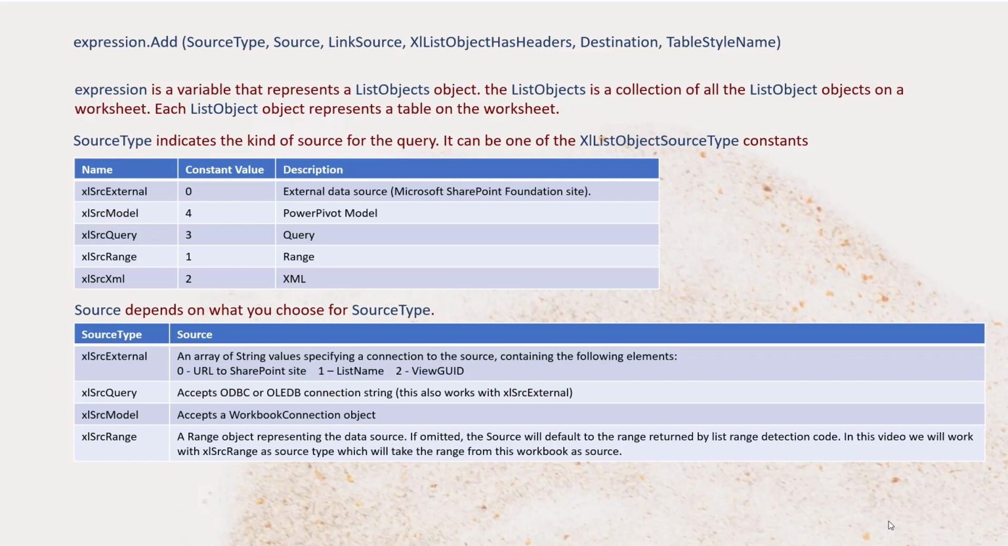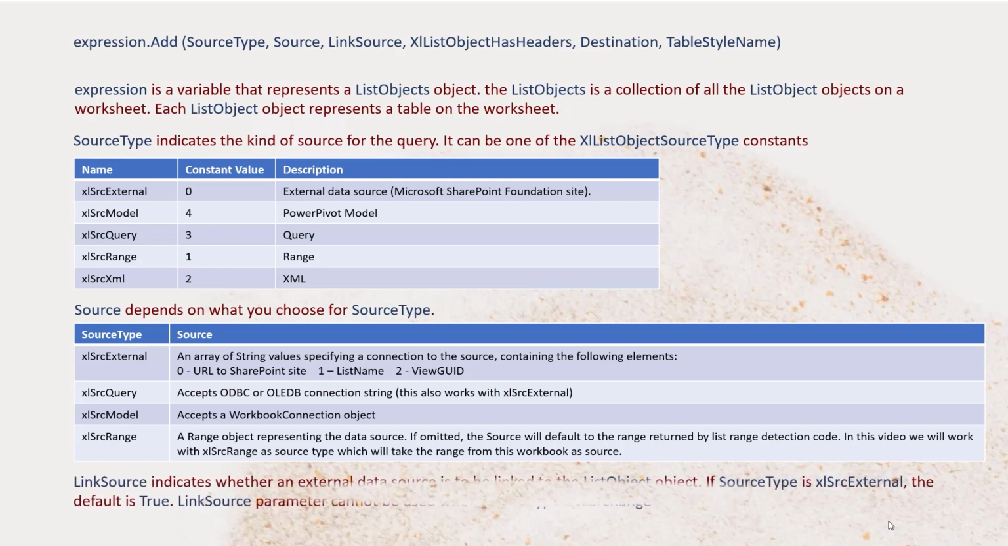In this video, we will work with xlSrcRange as the source type, which will take the range from this workbook as the source. The LinkSource parameter indicates whether an external data source is to be linked to the ListObject object. If the source type is xlSrcExternal, the default is true. The LinkSource parameter cannot be used when the source type is xlSrcRange.